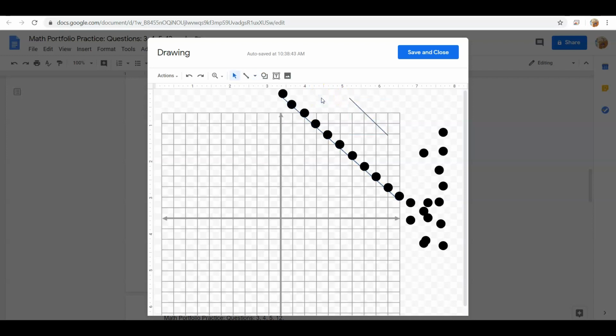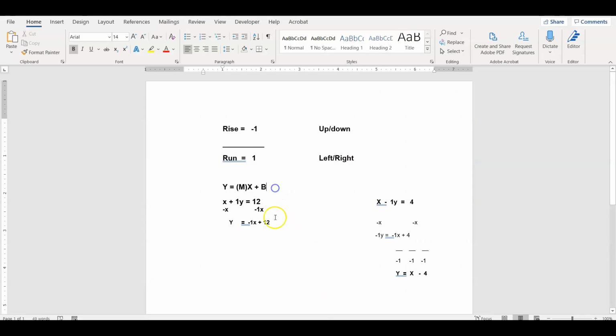Except, sorry, the line that we want to use is the one with the arrows. So last time I drew the line. And there we go. We have our line for the equation y equals negative 1x plus 12. So that's one of the equations.